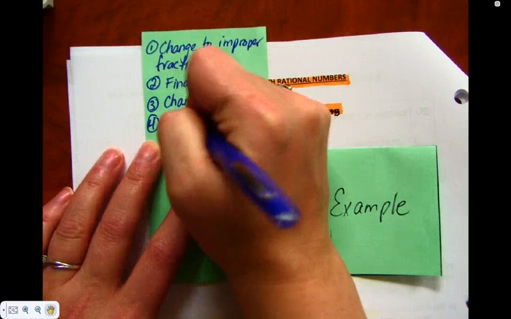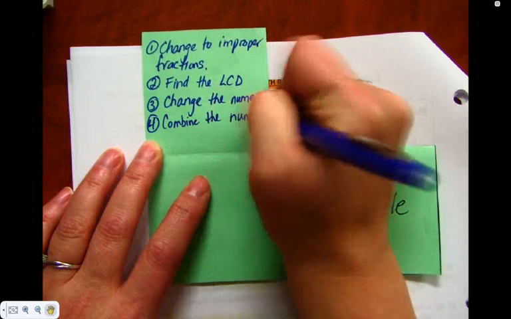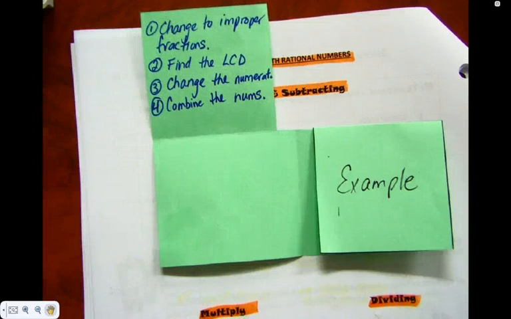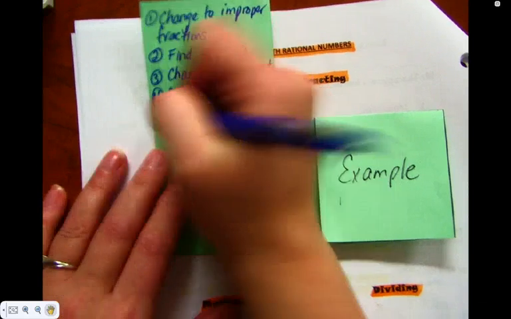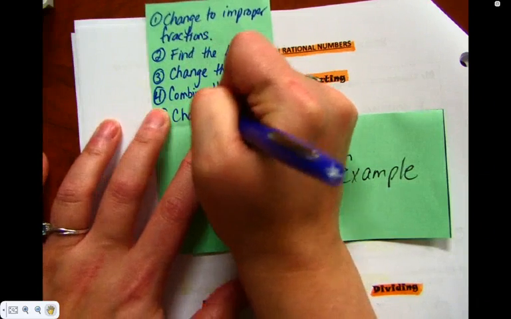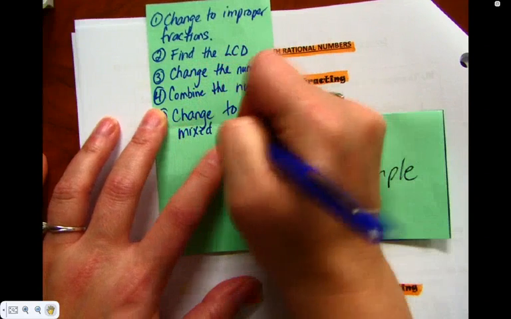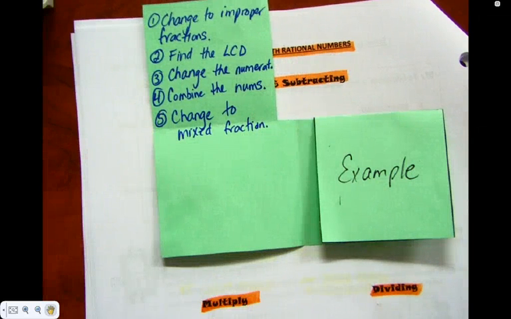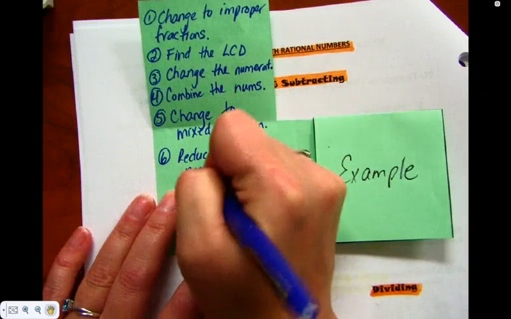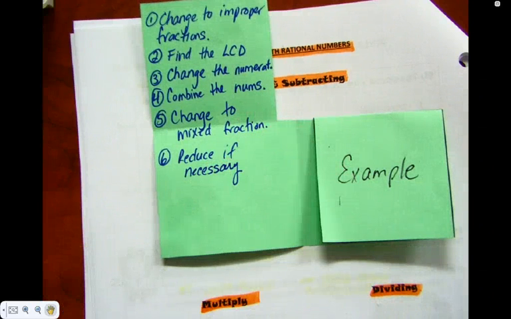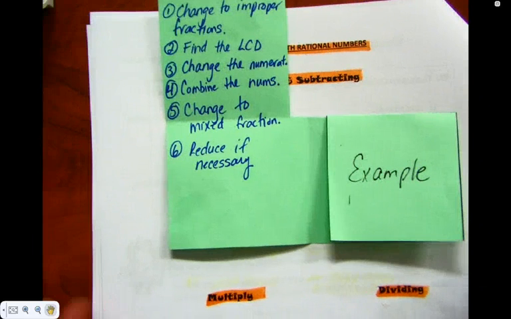Combine the numerators. Step number 5, change to mixed fraction. Step number 6, reduce if necessary.